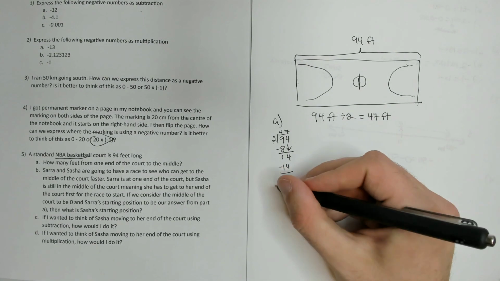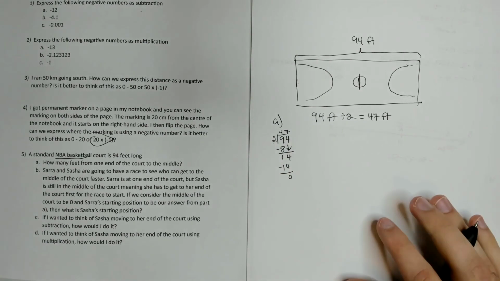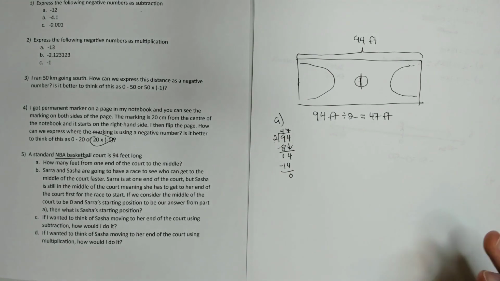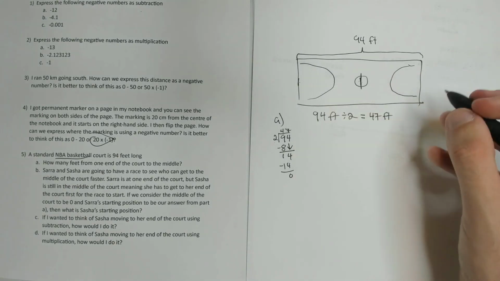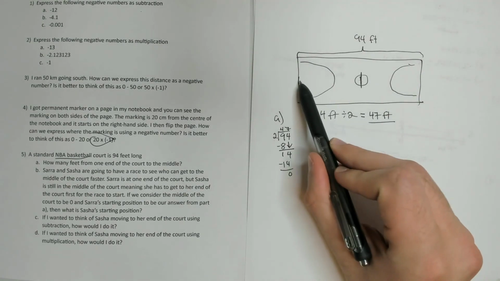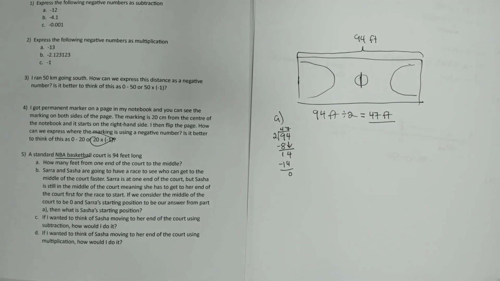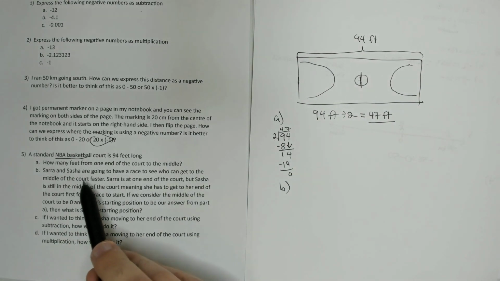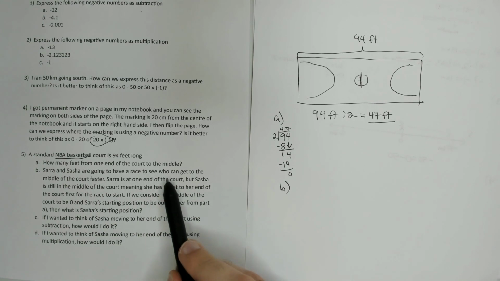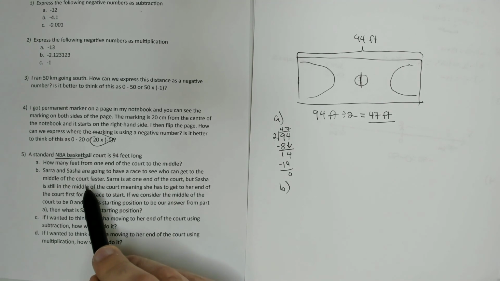Just look up long division online and you should be able to find a lot of stuff on that. I would consider that to be prerequisite material for what we're doing. In any case, we have the answer to part A, that the distance from the end to the middle is 47 feet. Alright, so Sarah and Sasha are going to have a race to see who can get to the middle of the court faster.